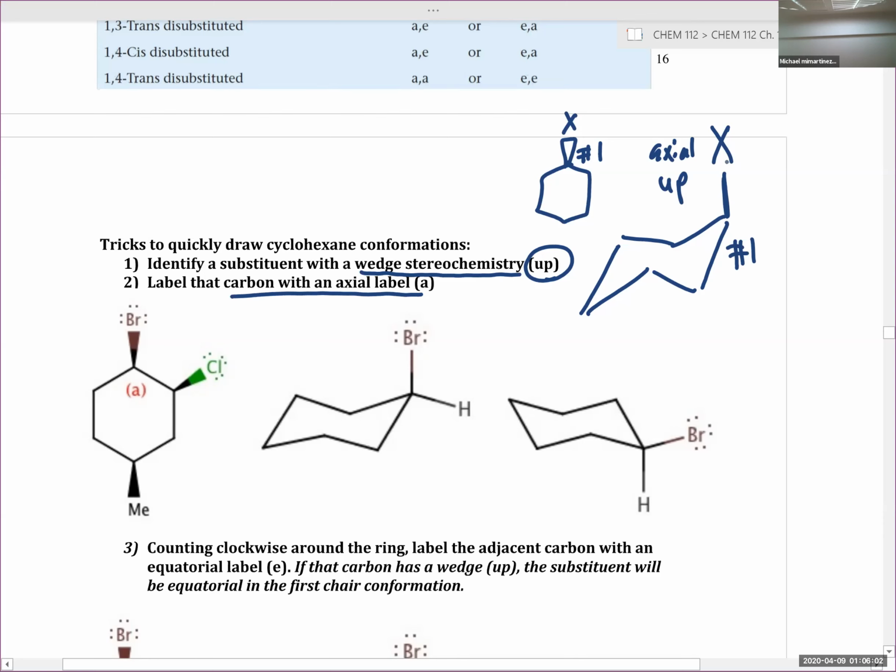So we're going to start and we're going to put this axial label here. Okay? So if you're drawing your right-hand chair conformation, your bromine or whatever substituent at carbon number 1 would be axial pointing up.